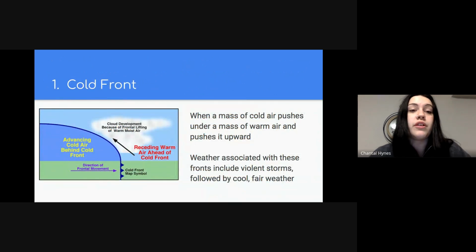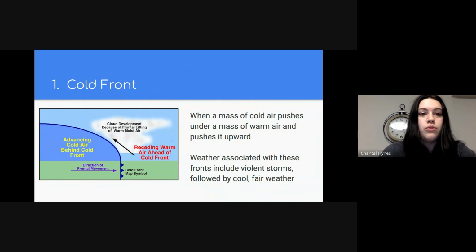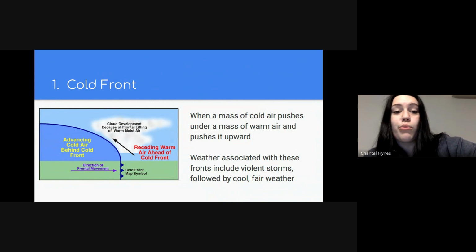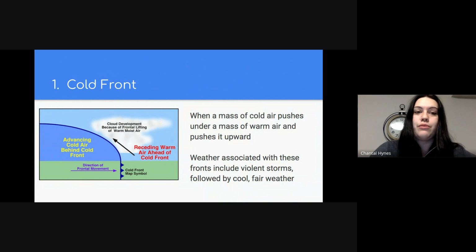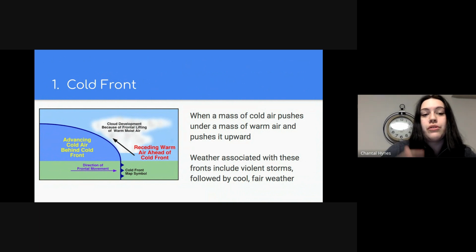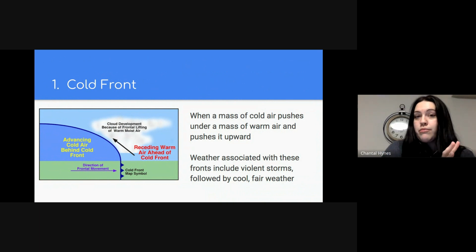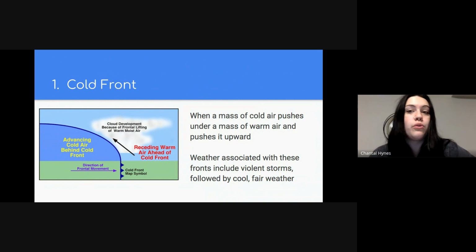So the first front that we're going to look at here is called a cold front. This is when you have a mass of cold air and it pushes under the warm air. It pushes that warm air upwards. So as you can see here in this little picture, the cold air pushes the warm, moist air upwards. This causes cloud development. And the weather that's associated with this type of front usually includes violent storms, then followed by fairly cool weather.